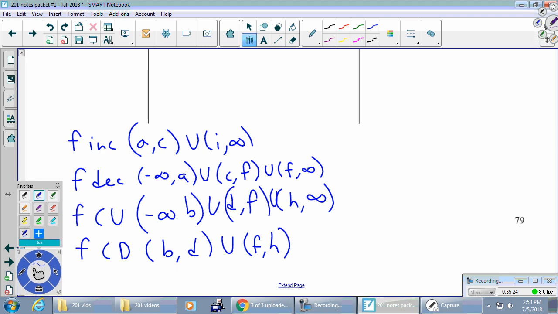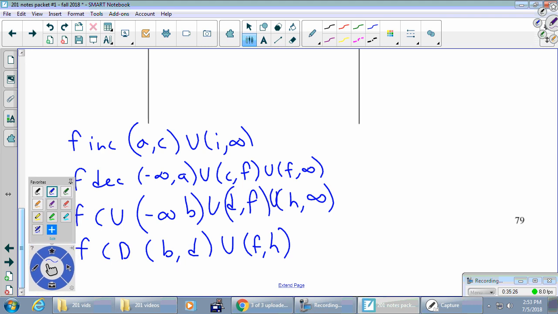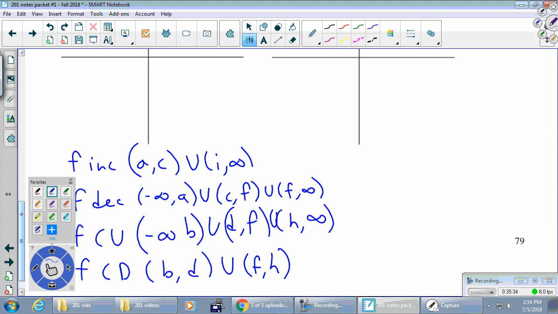Okay, so let's put all this together. What we want to do is draw something that is increasing from A to C, and then decreasing until we get to F. It's supposed to be flat, horizontal at F, and then decreasing some more. There's too many infinities here. This must be an I.